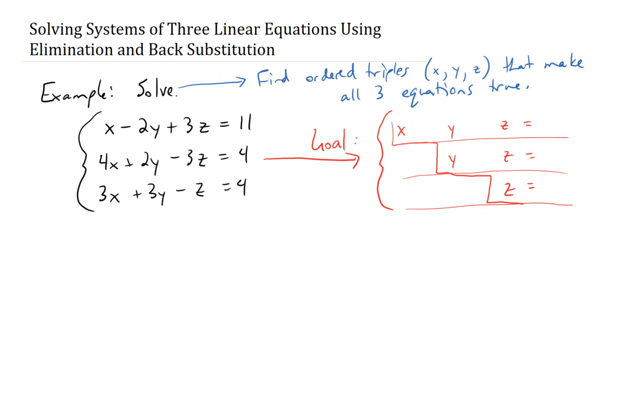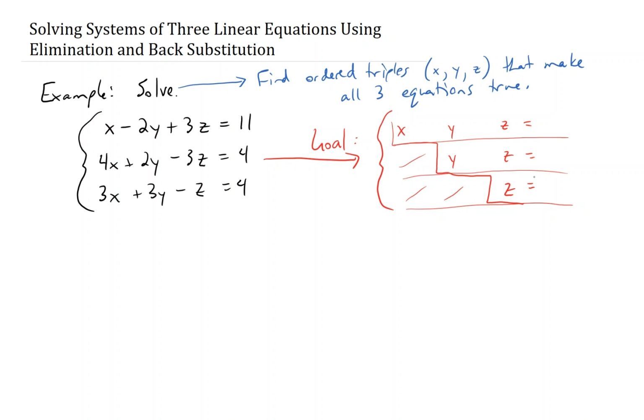So you've got nothing for x here, nothing for x here, nothing for y here. Okay, so that's the elimination part. We need to eliminate those three things. And then once you've got your system set up like that, you do what's called back substitution.